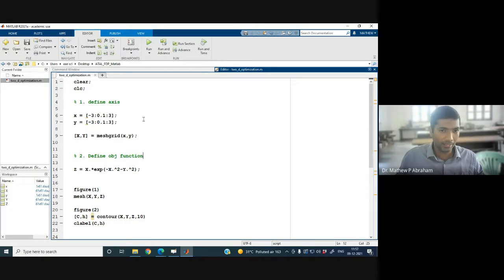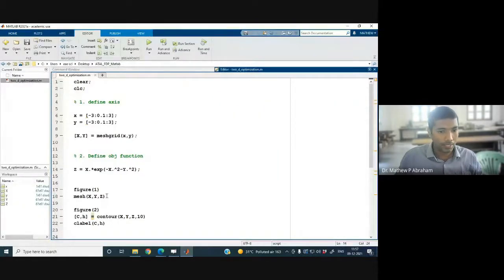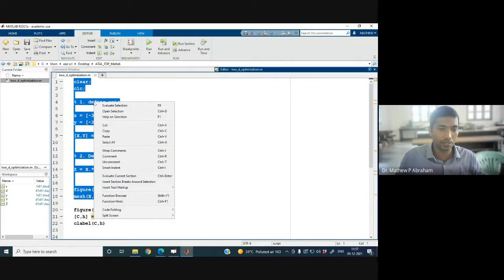I have defined the axis in this step. I have defined the x-axis, which is varying from -3 to 3, because I am interested in that region. And I have defined a mesh grid using Matlab. And here I have defined that particular objective function. So the objective function is equal to x into e raised to minus x square minus y square. Now I am just trying to plot that using the command mesh. So I'll just evaluate this much so that you can see what that function is.